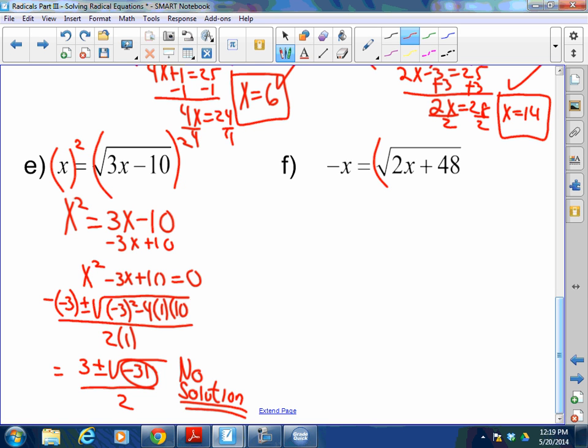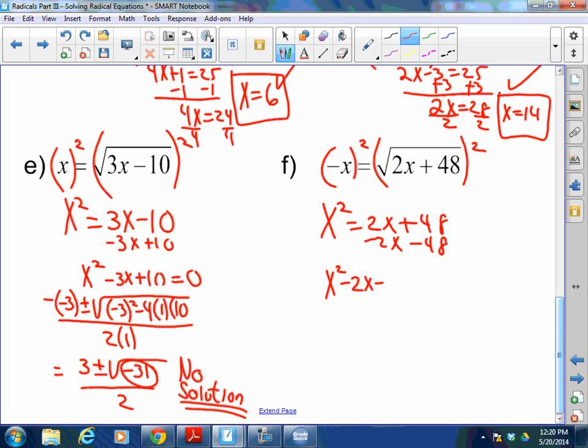Next, I'm going to get rid of the square root of 2 by squaring both sides. X squared equals 2x plus 48. Subtract 2x, subtract 48 to both sides, so that I can get a quadratic equation. I'm going to always try to factor it, always. It's just the way I do it.